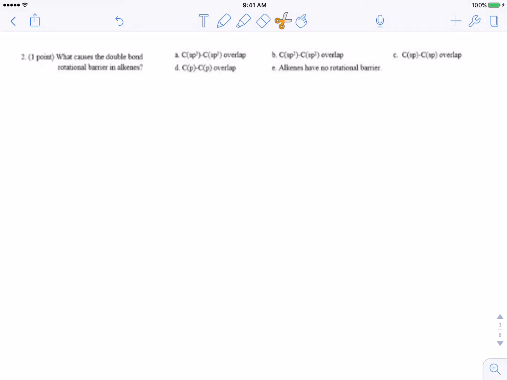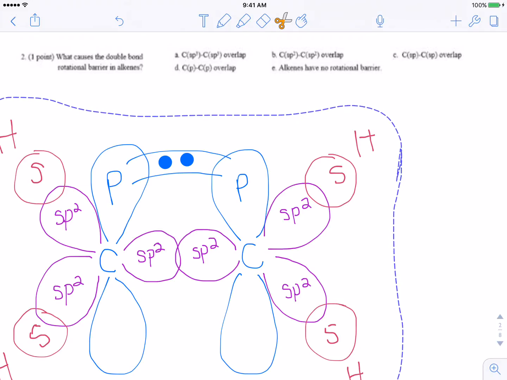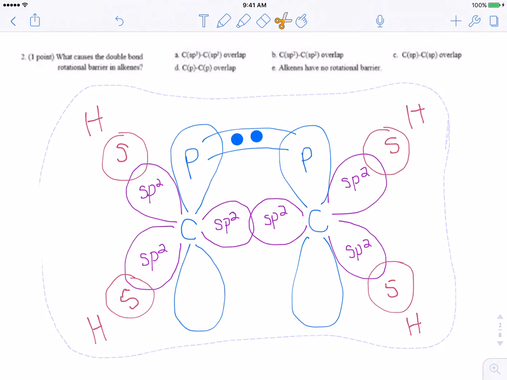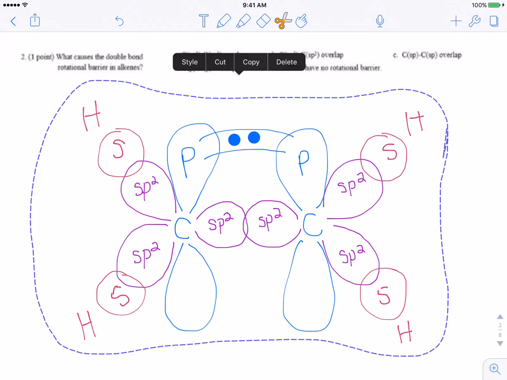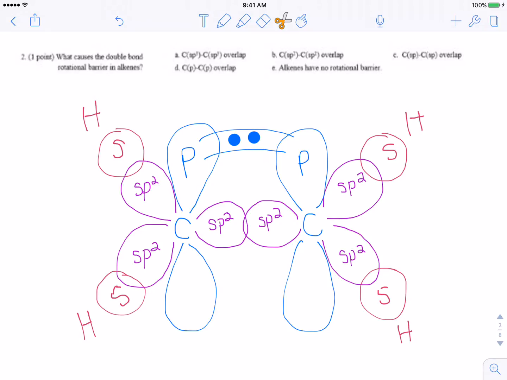We're just going to start on problem number 2 of the practice PQ. So it says, what causes the double bond rotational barrier in alkenes? We're just going to put a pin in that question for a second because I want to show something to you guys. We want to make sure first that we understand the hybridization of an alkene.